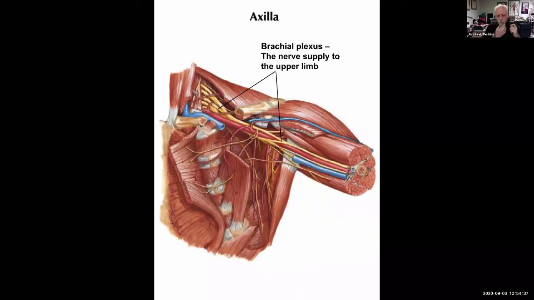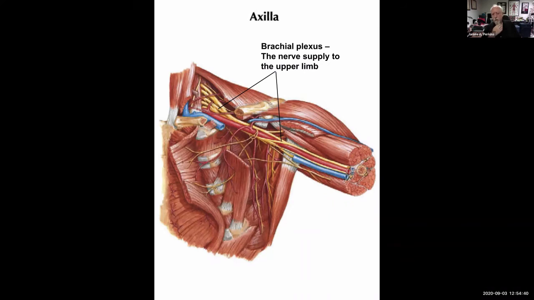Right, the other really important structure located within the axilla is the brachial plexus. And this is the nerve supply to the entire upper limb. So all of the muscles in the upper arm, the forearm, and the hand are innervated by this, and even a lot of the superficial back muscles and the pectoral muscles are also innervated by branches of this brachial plexus. It's a rather complex structure, but you should know the pattern of it.